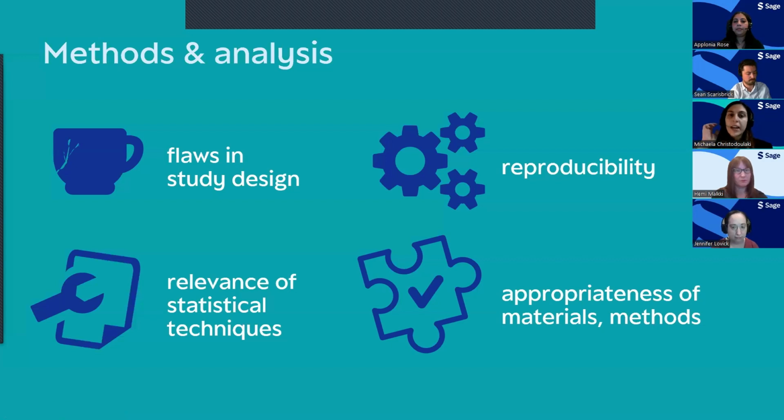When it comes to looking at methods and data analysis, there's a number of key things to focus on as peer reviewers. The first is any flaws in the study design. Are there any clear concerns with the way in which the study was conducted? Is the study design consistent with similar studies in the field? Do the results and conclusions seem appropriate given the kind of study conducted?